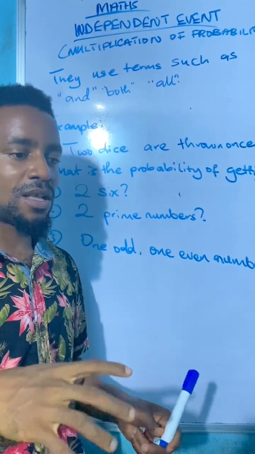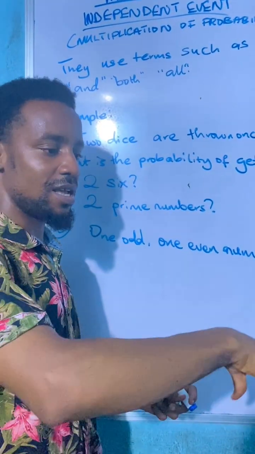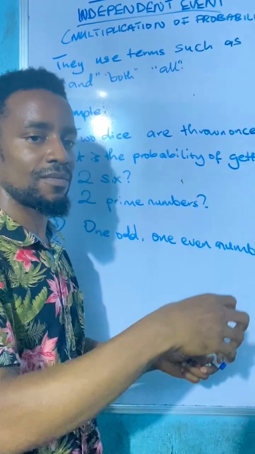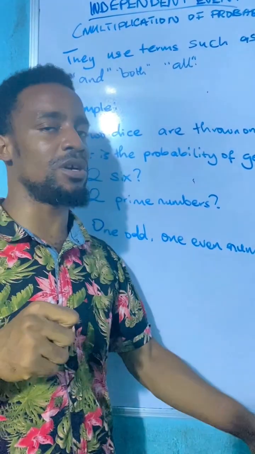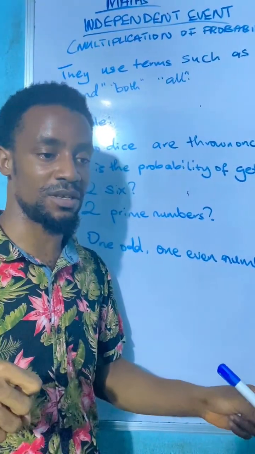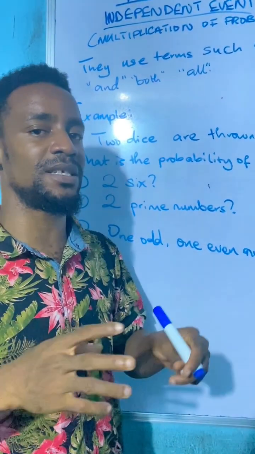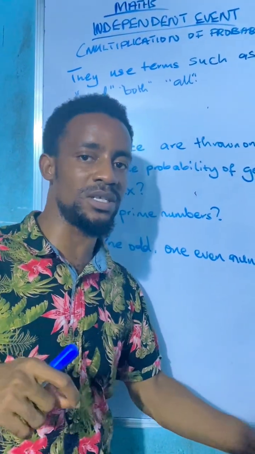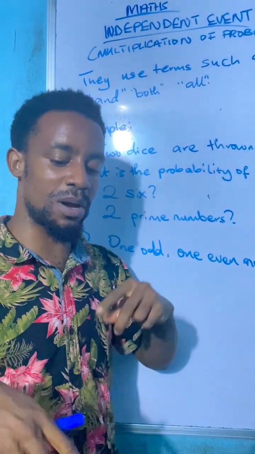Let me give you an example of a dependent event. Imagine that you have 10 red balls in a bucket. If you pick the first red ball, the rest of the balls are going to be 9. Are you getting me? So the result of picking the second one is always different. We'll be talking about it in the next class when I will talk about probability 3.